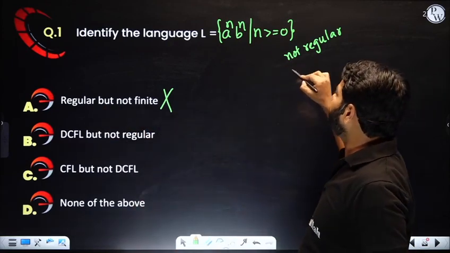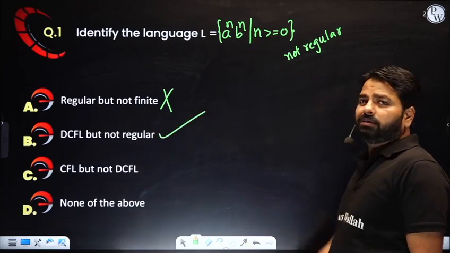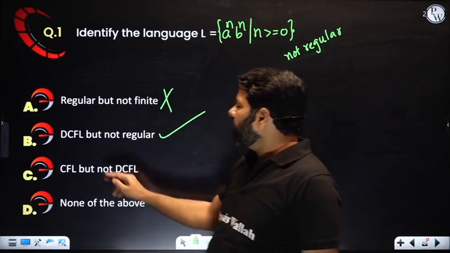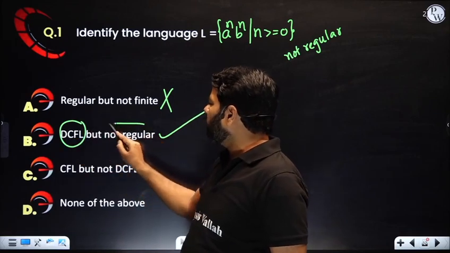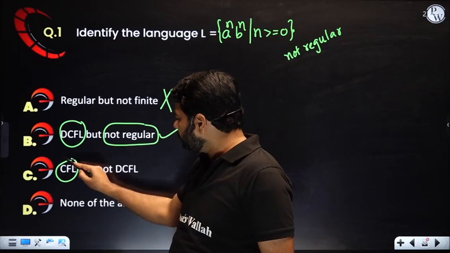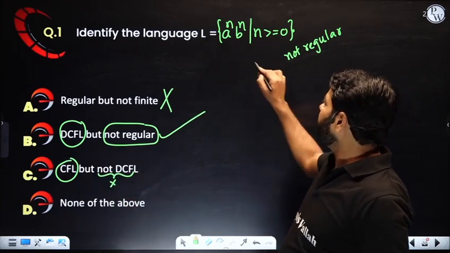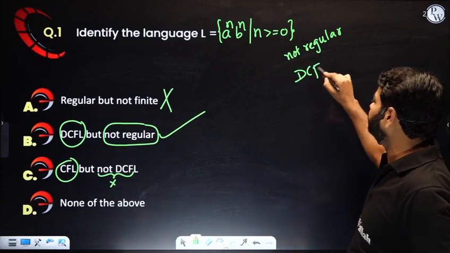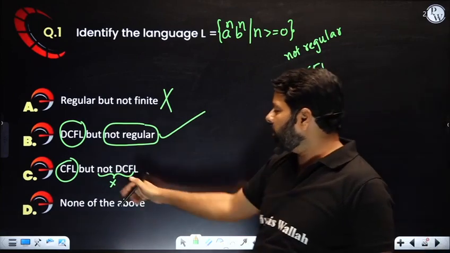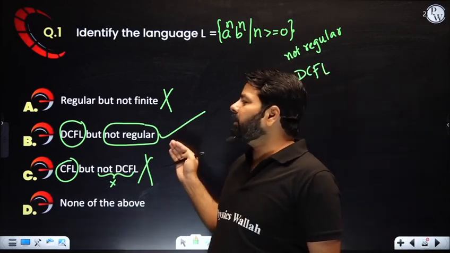DCFL, is it DCFL? Yes, because we have a DPDA for that. Is it a CFL? It is a DCFL and it is not regular, so we have chosen it correct. But even though CFL is correct, you are saying not DCFL, this statement is wrong. It is a DCFL, right? It is DCFL, but you are saying not DCFL. So you have to choose appropriately the right option.